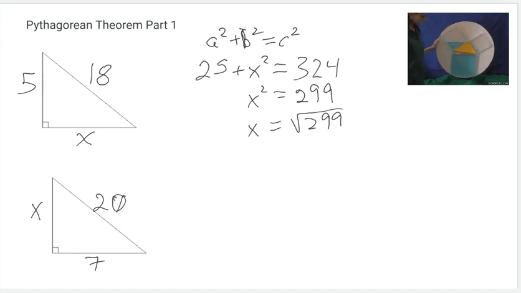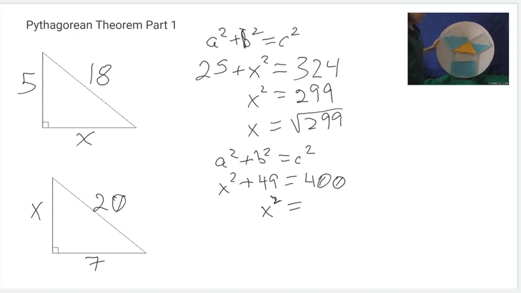Okay. Here we go. Formula. A squared plus b squared equals c squared. So x squared plus, what's 7 squared? It's 49, equals c squared, which is 400. Subtract 49 from each side, and you get x squared equals 351. So x is root 351.